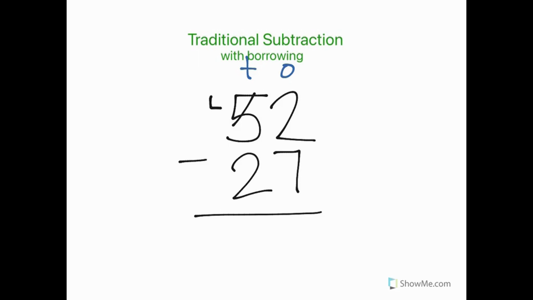We're going to cross out the 5 and minus 1. The one that we borrowed, we're going to bring it over to our ones column and make that a 12. Now we can do 12 minus 7, which we know is 5. Next, we're going to go back to the tens column. We have 4 minus 2, which is 2. 52 minus 27 equals 25.